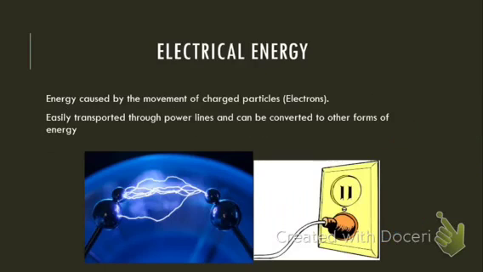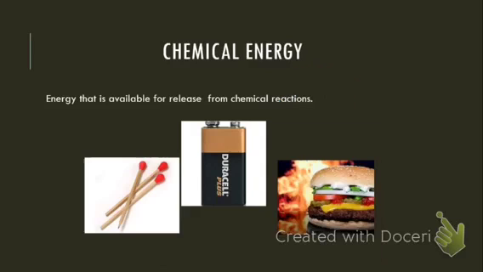Another type of energy is electrical energy. I know you guys are all familiar with that. It's energy caused by the movement of electrons. And I know you learned about electrons last year in 6th grade. Remember, your atoms are made up of protons, neutrons, and electrons. So electrical energy is the movement of those electrons. They're easily transported through power lines and can be converted to other forms of energy. You guys know that because we use that all the time. You plug in your cell phone to make it charge. We use that electrical energy to fill up our battery, which is a form of chemical energy, which we're getting to next.